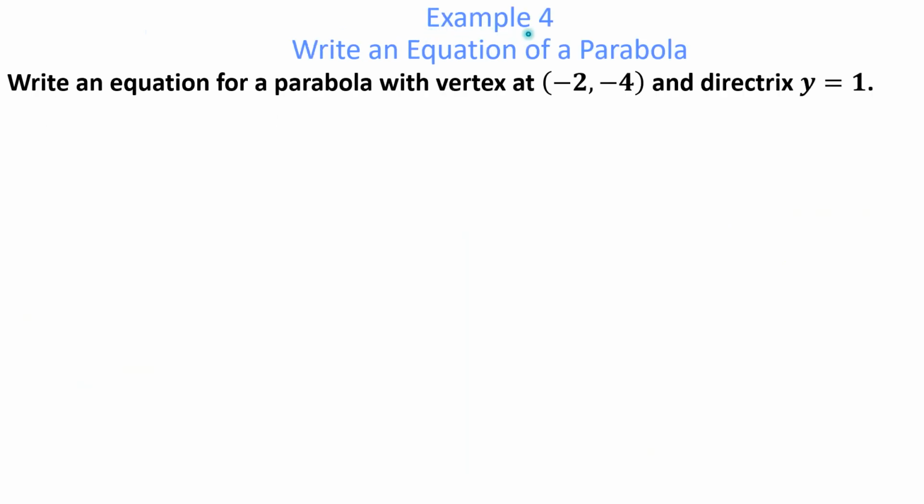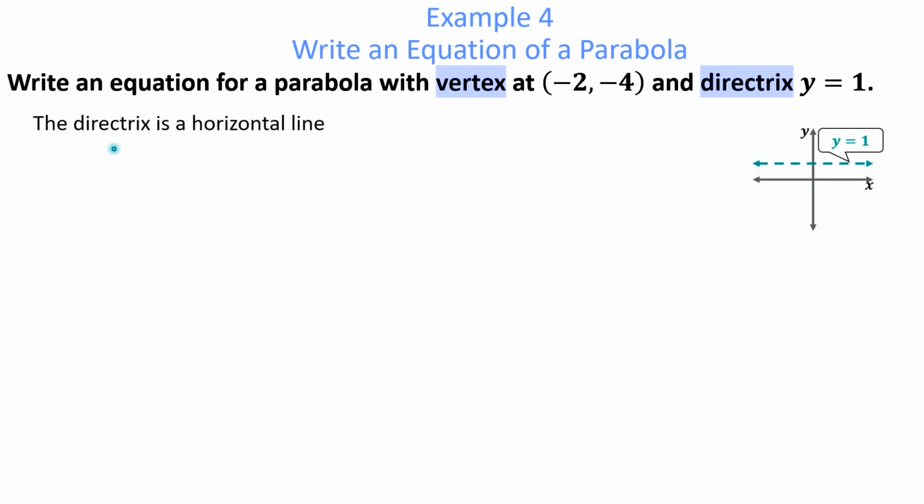Now in example 4, we're asked to write an equation for a parabola with vertex at (-2, -4) and directrix with equation y equals 1. So we'll highlight the vertex and the directrix because this is important information that they've given us. Now let's focus on the directrix. We know that the equation is y equals 1. So this tells us it will be a horizontal line. So because the directrix is a horizontal line, the parabola will have a vertical axis of symmetry.